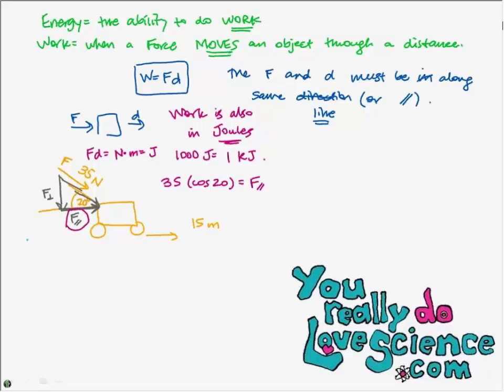So cosine of 20 is the adjacent side over the hypotenuse. All right, so then we could get the parallel force, and we could do 35 cosine 20, and we get 32.9. So the force parallel is 32.9. So then you could say, oh, well, then the work done is the force times the distance, that parallel force times the distance, which is 32.9 newtons times 15 meters, and you would get the joules.